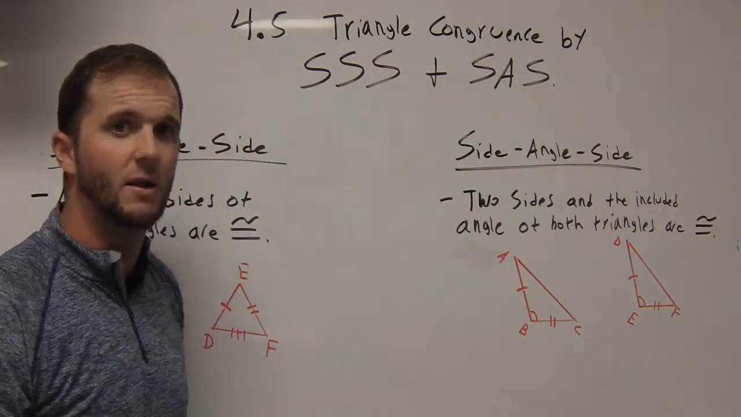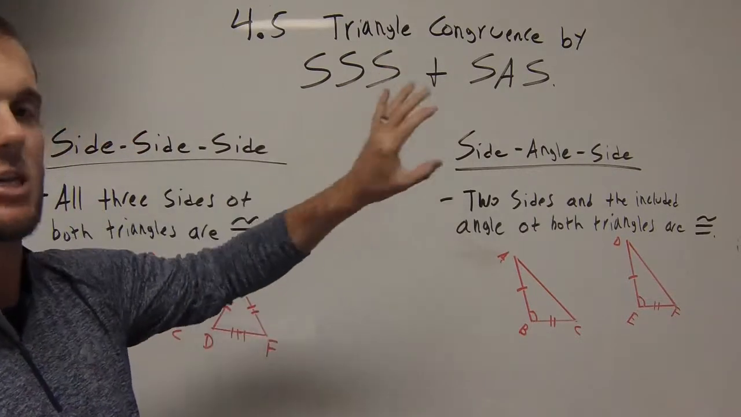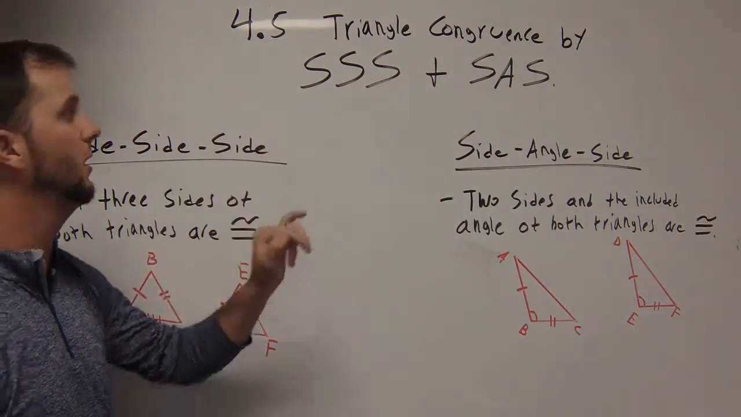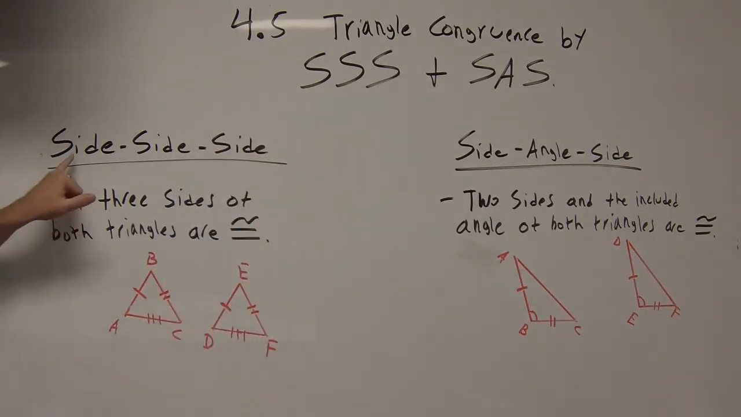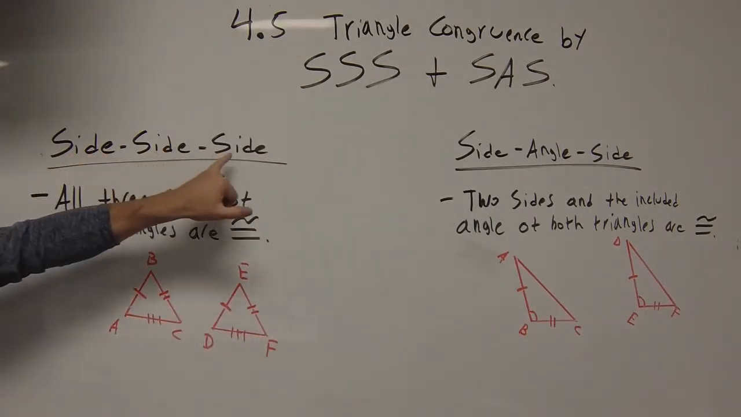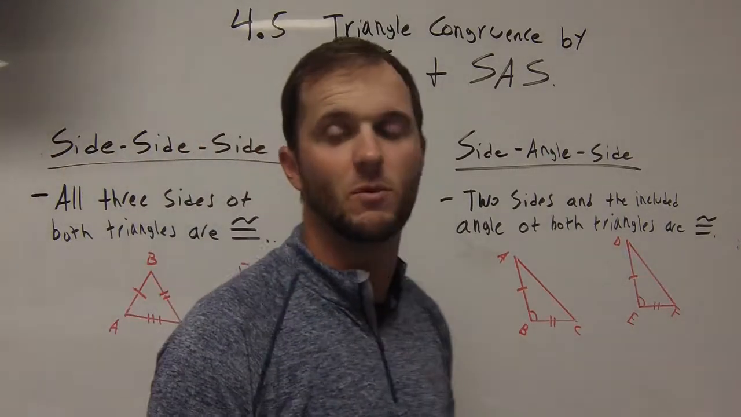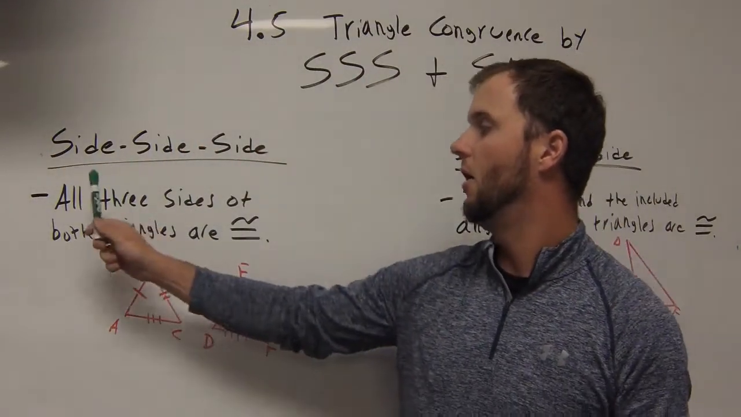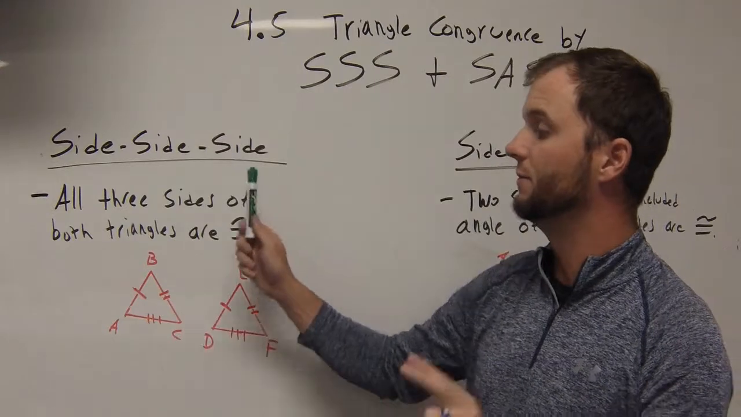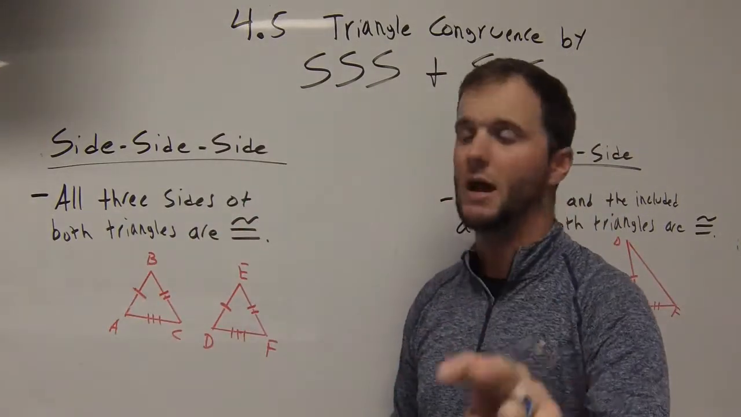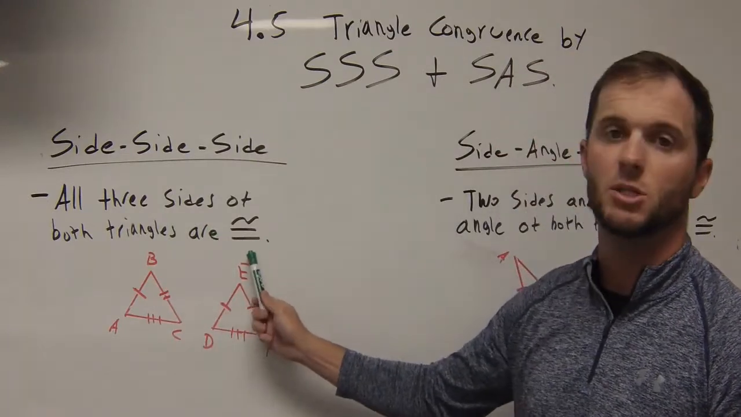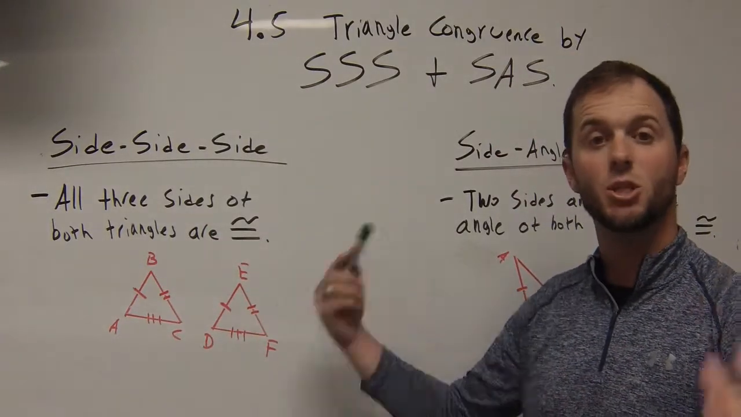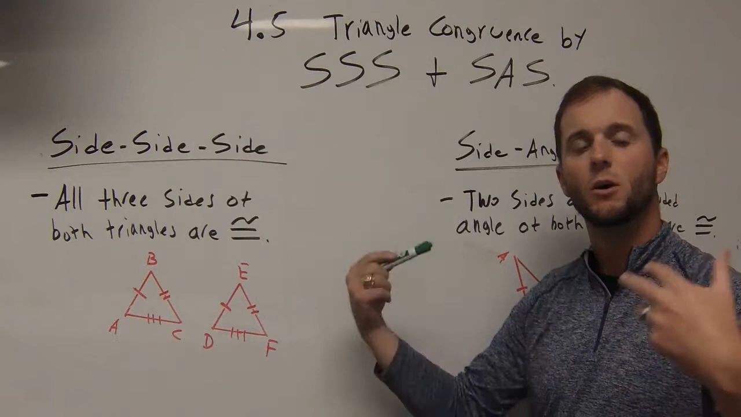So we're going to dive into what exactly each one of these means. The first one we're going to look at is SSS, and what this stands for is side, side, side. By definition, if all three sides of both triangles are congruent to each other, then the two triangles are indeed congruent.